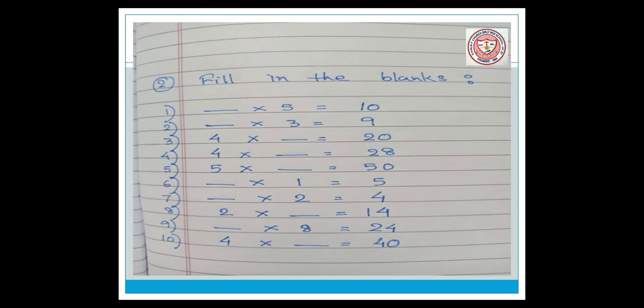Dash into 5 equal to 10, dash into 3 equal to 9, 4 into dash equal to 20, 4 into dash equal to 28, 5 into dash equal to 50, dash into 1 equal to 5, dash into 2 equal to 4, 2 into dash equal to 14, dash into 8 equal to 24, 4 into dash equal to 40.